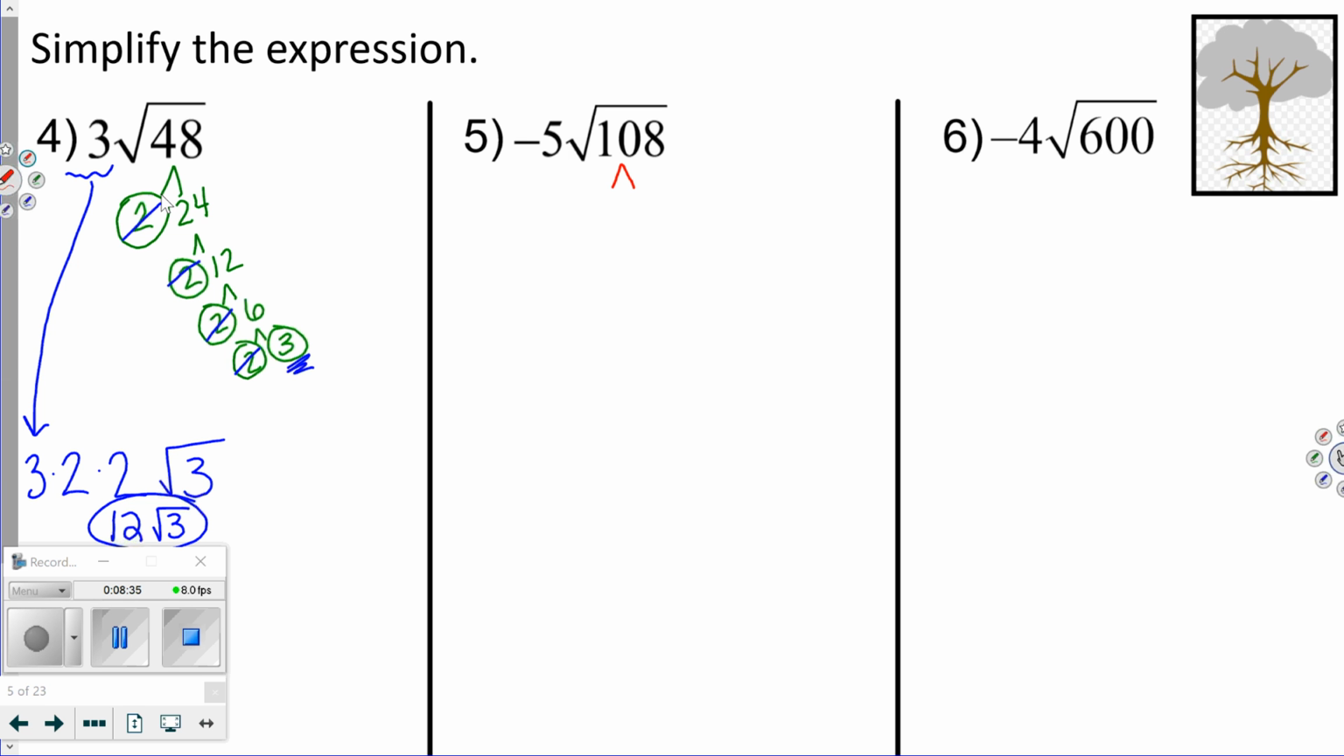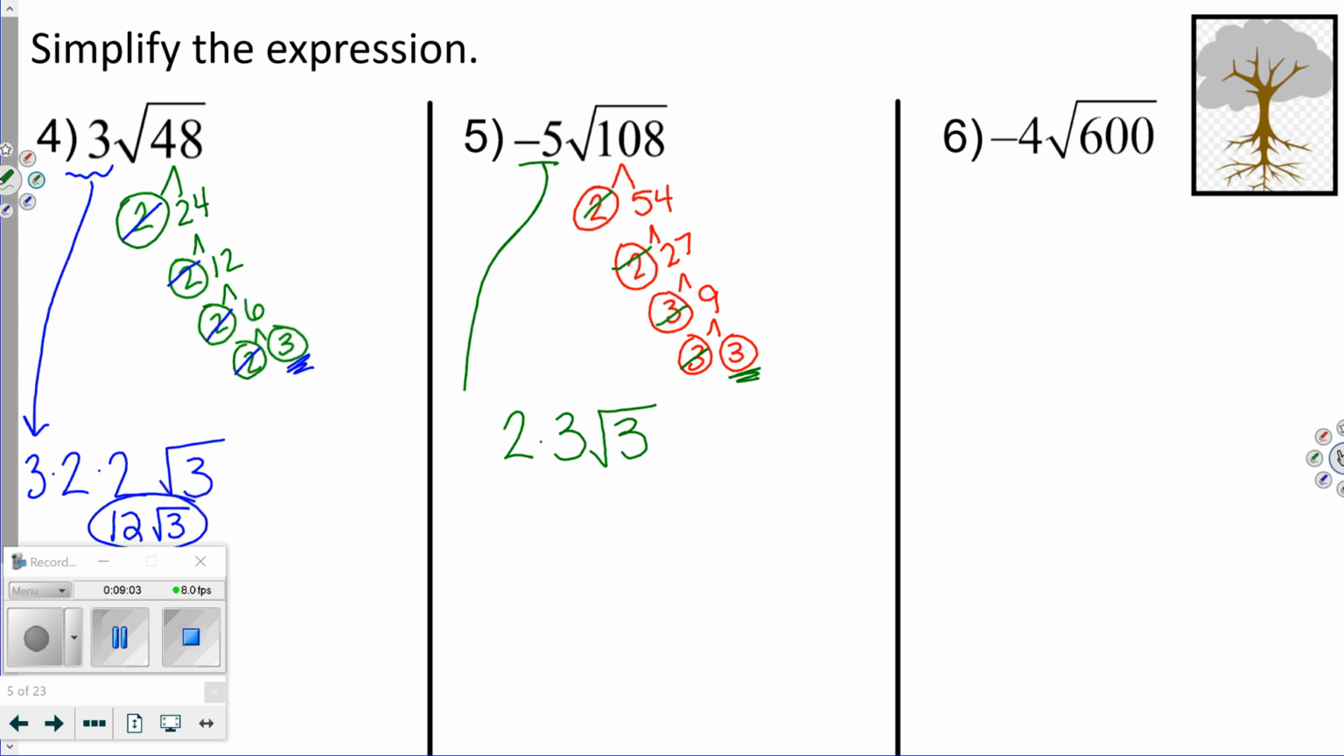So radical 108, I'm going to break that down to 2 and 54, 2 and 27, 3 and 9, 3 and 3. All right, once I've broken it all the way down as far as I can, I look for my pairs. I see a pair of 2s. I see a pair of 3s. I see a leftover 3, leftovers in the fridge.